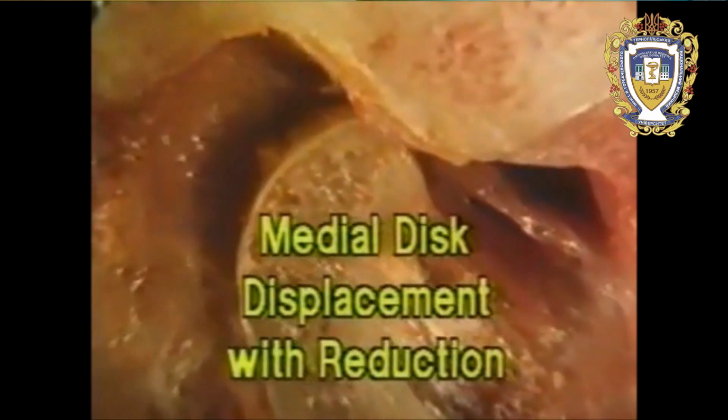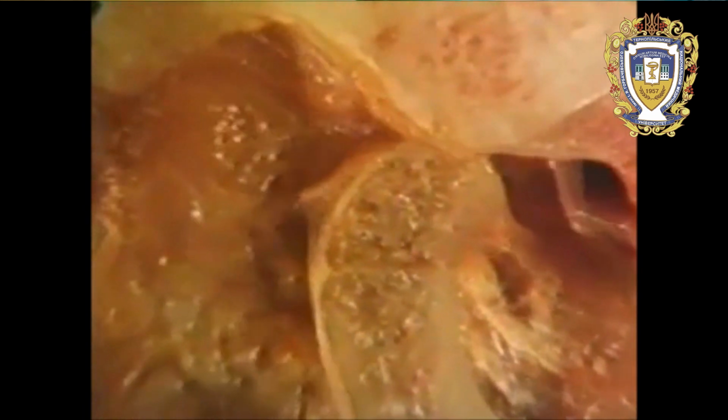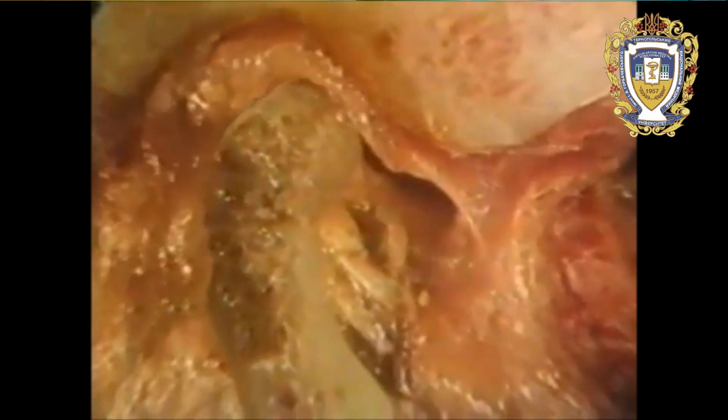Next video. Disc. The next joint has a medial displacement of a disc. During opening, the disc is moving in lateral direction, and here the disc can be seen. Now it's displaced medially anteriorly again. And here it's replaced to a more normal position and displaced again.